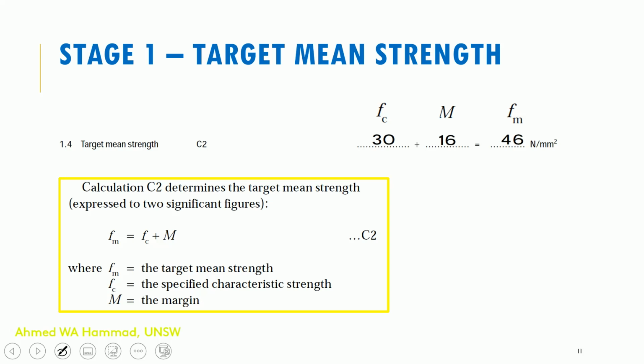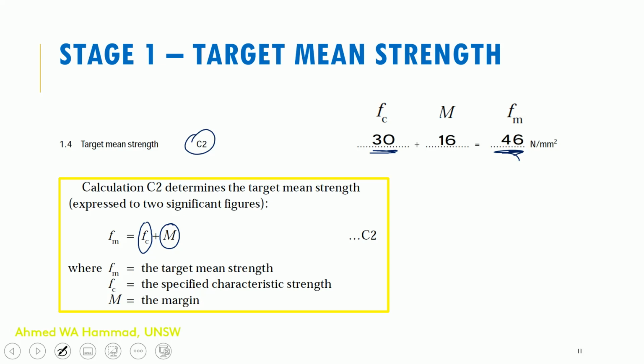Now in step 1.4, we compute the target mean strength. The target mean strength can be obtained by looking at the strength that was specified by the client, i.e. the specified characteristic strength of the concrete mix, and we add to it the margin in order to make sure that we don't end up with a concrete mix that has a defective rate that exceeds 2.5%. That way we make sure that the final strength that we design for, i.e. the target mean strength, the 46 over here, is actually greater than the 30, which was the strength that was specified by the client. So to compute the target mean strength, again, it's equation C2.